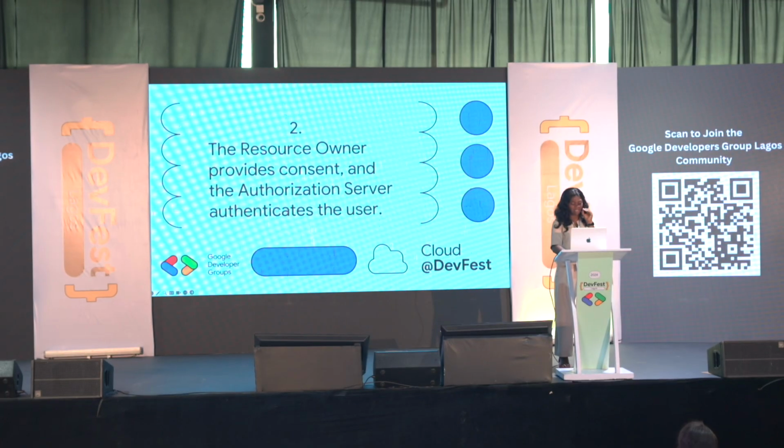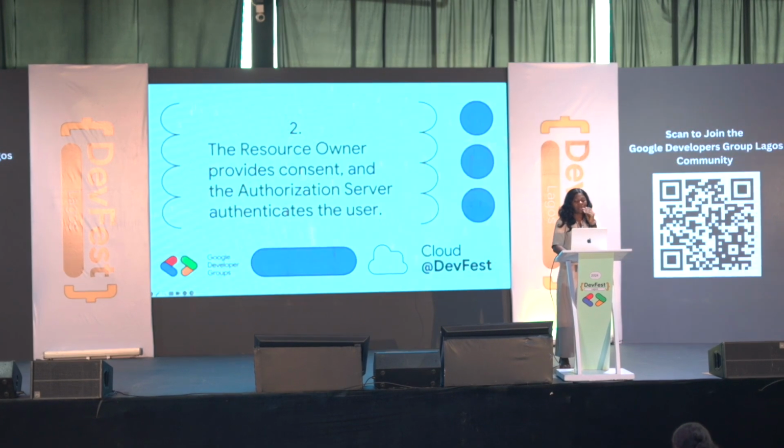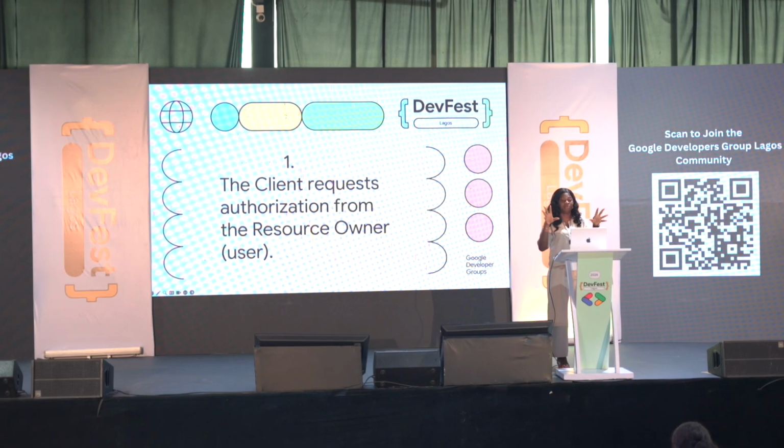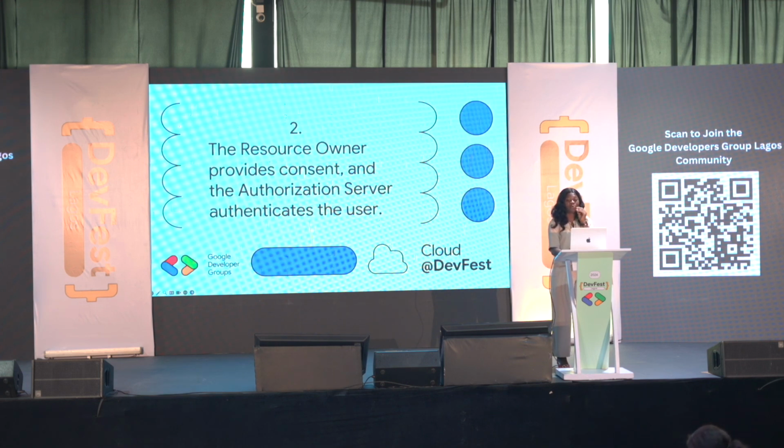So the client is Defense Lagos. I'm using Defense Lagos for this scenario. Say Defense Lagos is our platform, and then we have the user. Defense Lagos is going to be the client, and I am going to be the resource owner on the platform that you see. So Defense Lagos will make the authorization request on my behalf, and then I'll provide consent.